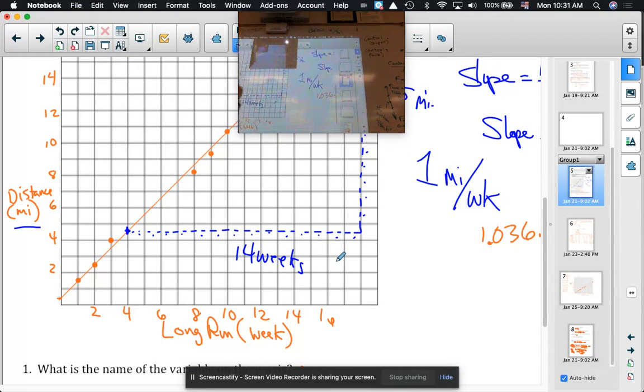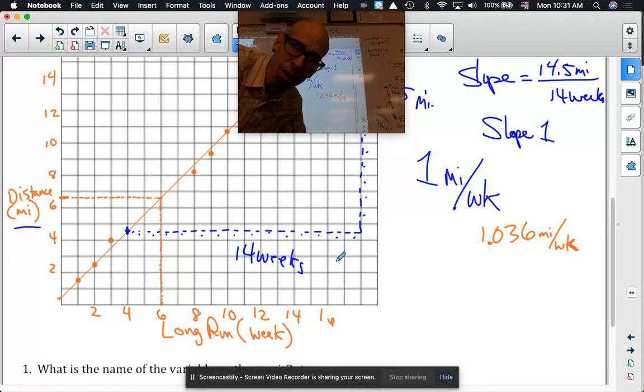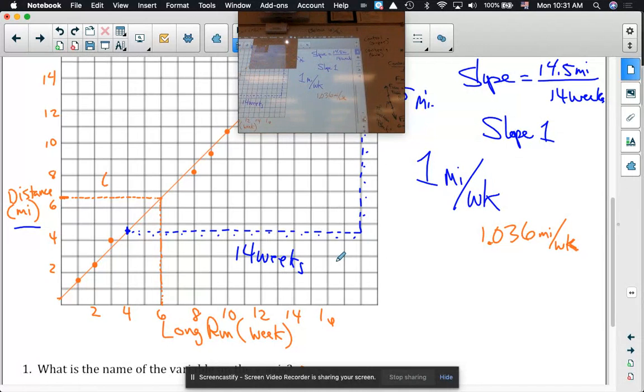So what do you do? Well, you start at week 6 and you go all the way up to the line and then you head over to the left. It looks like I'm just over halfway up the box from 6 to 7. So I would say about 6.6. That looks to me about 6.6 miles if I was estimating.